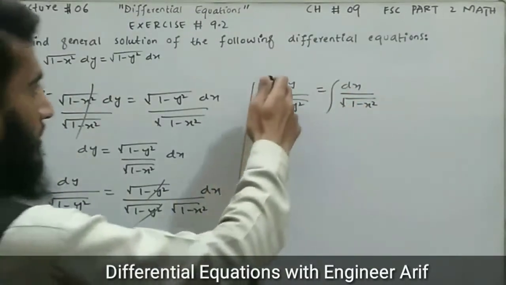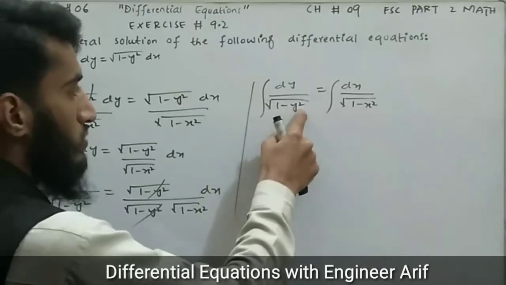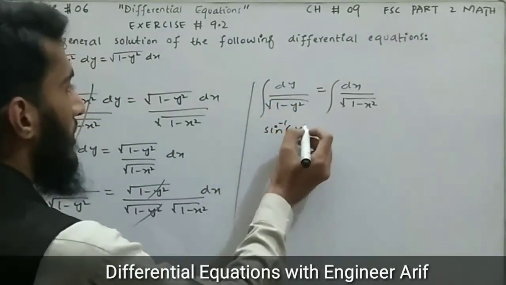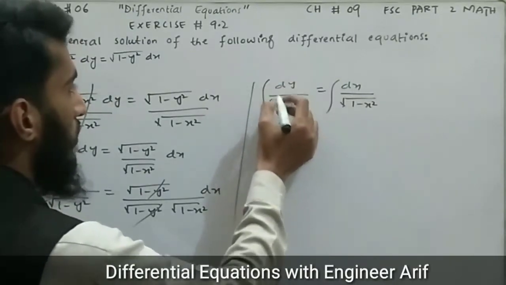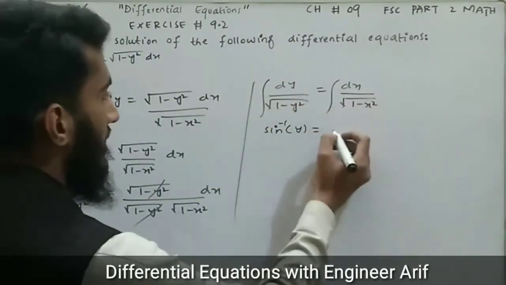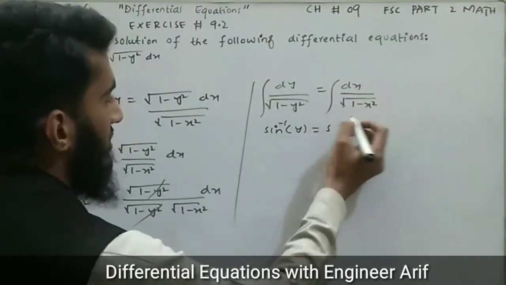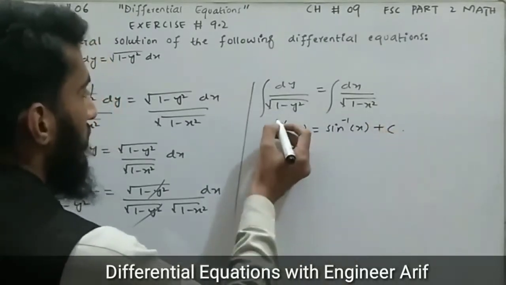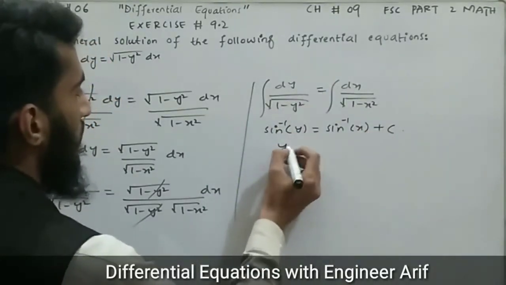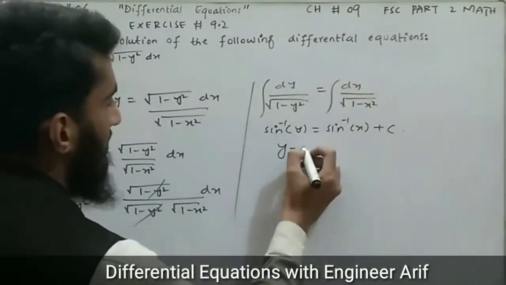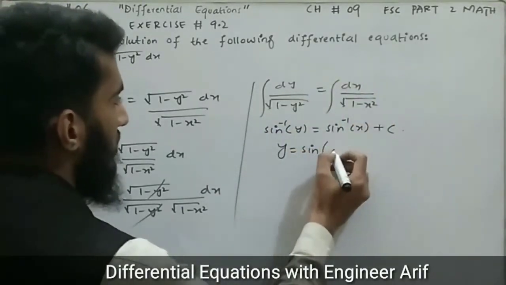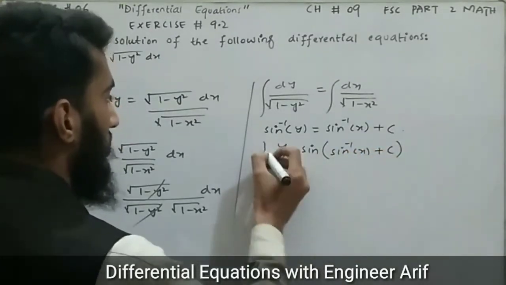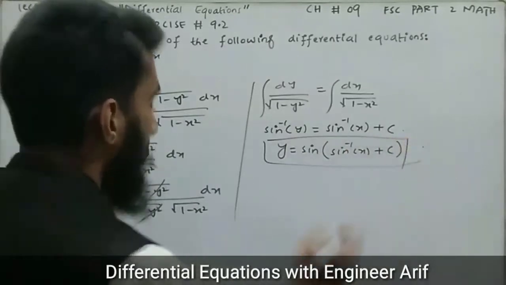So this is actually the formula that the integral of 1 over square root of 1 minus y square is equal to sine inverse of y, because if you differentiate sine inverse y, it will give us 1 over square root of 1 minus y square. Same for the right hand side, the integration of 1 over square root of 1 minus x square is sine inverse of x plus constant of integration. Now shift sine inverse on the right hand side. So over here we are left with y, and by shifting sine inverse on the right hand side it becomes sine. So y equals sine of sine inverse x plus constant of integration. So this is actually the required general solution.